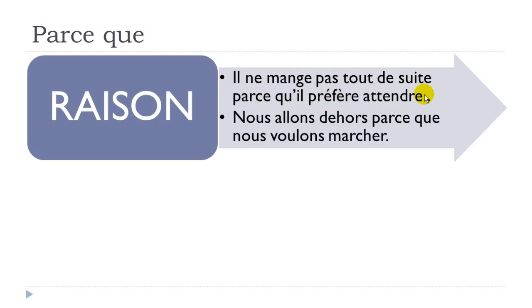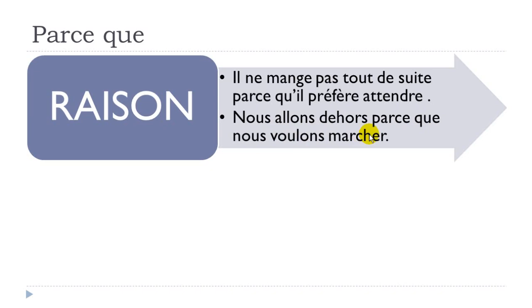Second example, nous allons dehors, aller is to go, dehors, outside. Nous allons dehors, so we go outside, parce que, so because. Nous voulons marcher. Vouloir, to want. Marcher, to walk. Nous voulons marcher. We want to walk. Okay? Nous allons dehors parce que nous voulons marcher.